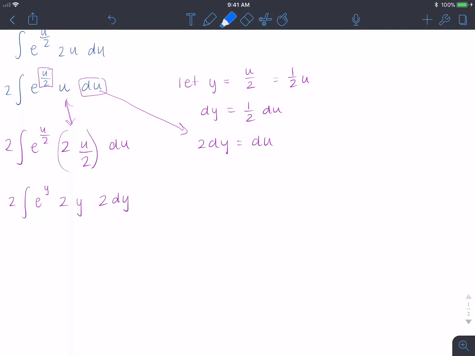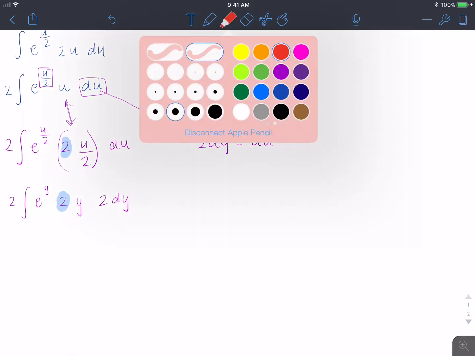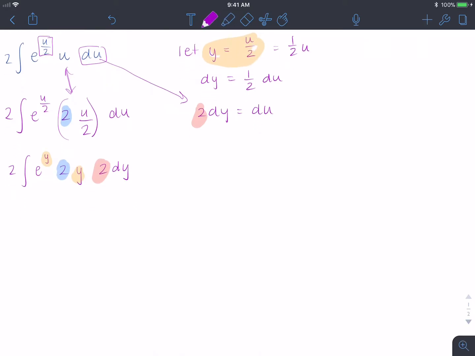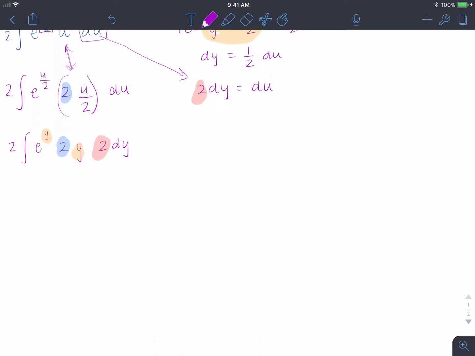So let me highlight some things. This 2 is that 2. This 2 is from there. This is what we just replaced with our substitution up here. So let's rewrite this so we can pull out the constants. Now we're left with an 8. We take these out. 8 times e to the y times y dy.